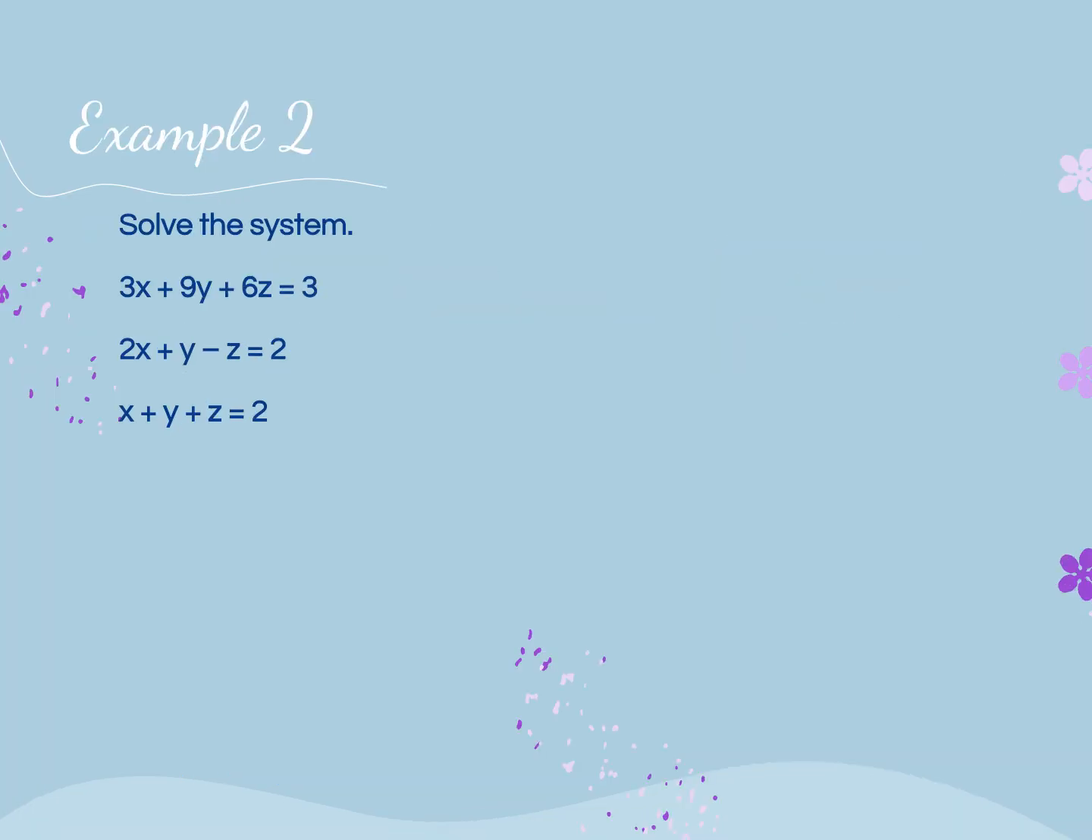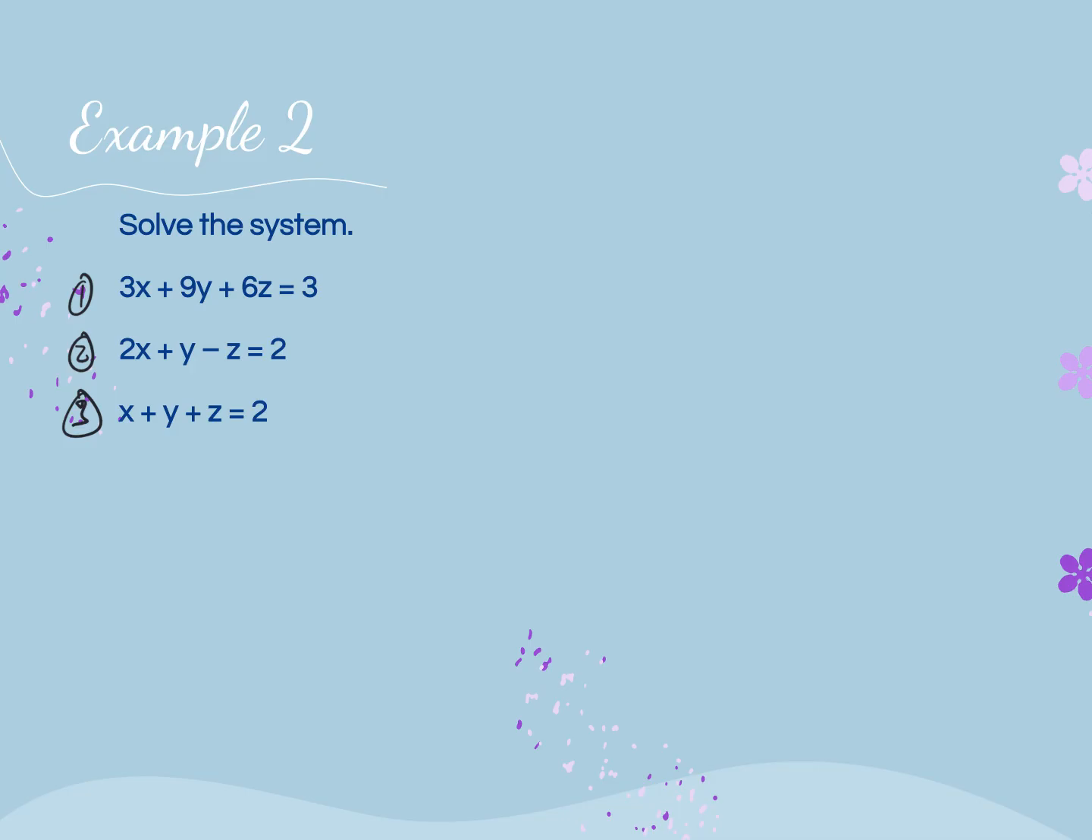All right, let's keep going. Same idea here. I want to try to eliminate one of my three variables. All right, and like before, I'm going to label these 1, 2, and 3. All right, and it looks like the easiest thing to eliminate is going to be the z, right?